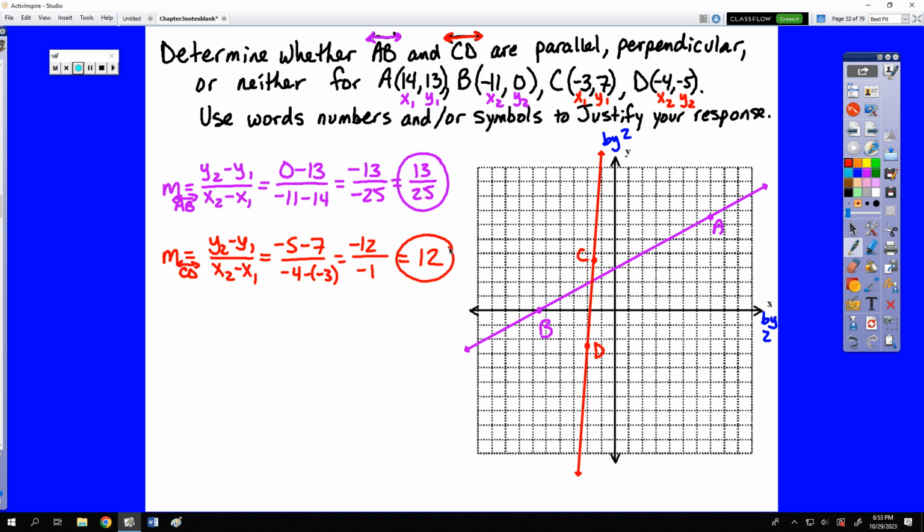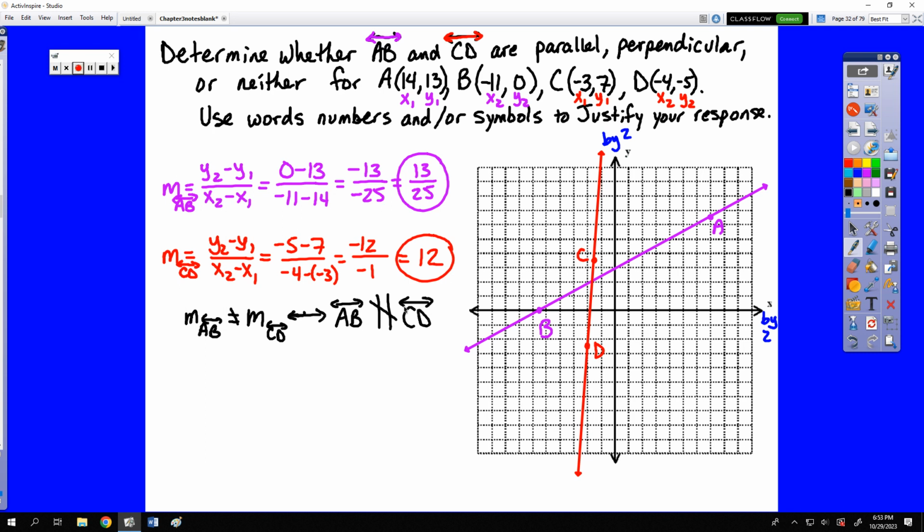Now, once we have those slopes, a simple comparison of slopes for AB and CD would show us that they are definitely not equal. Clearly, 13 over 25 is not equal to 12. Now what that tells me is that AB is not parallel to CD.